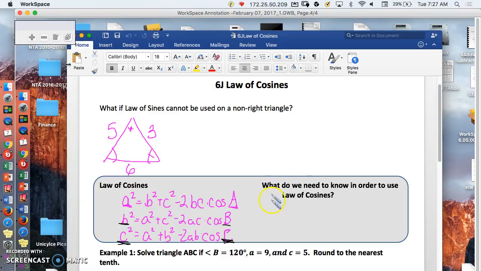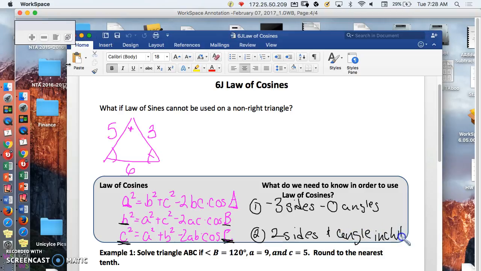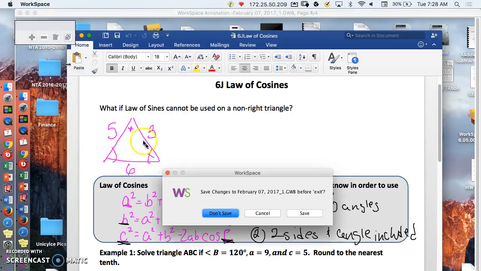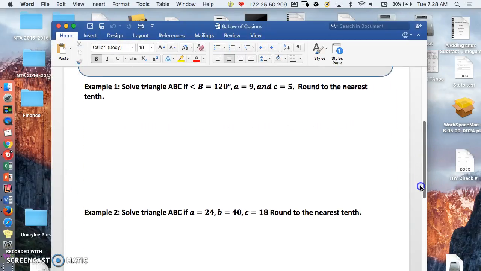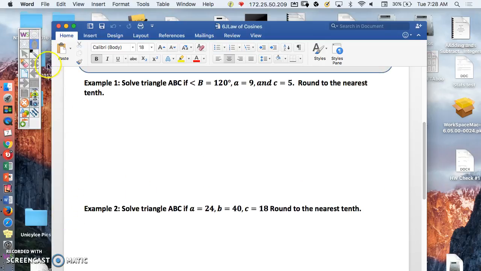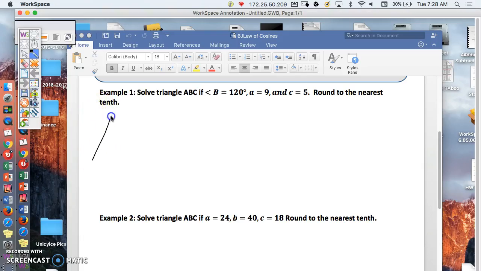So in order to use this, you could know all 3 sides and 0 angles. Or the other option is you could know 2 sides and the angle included. And you'll see how this all works out in the examples. So let's see, if we scroll down to this first example, we are asked to solve it. So find all the sides and angles.